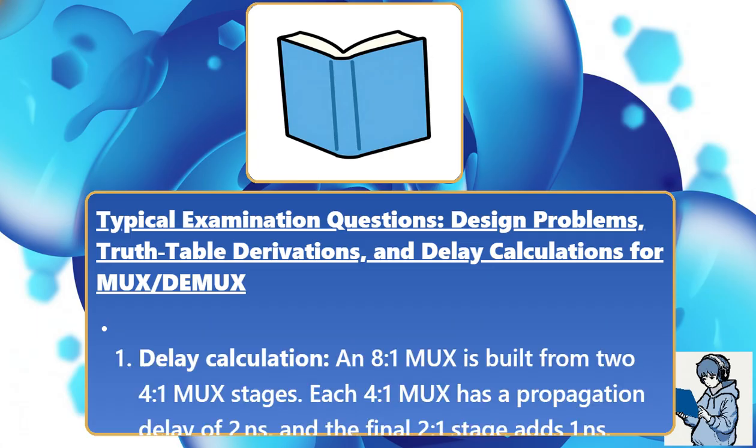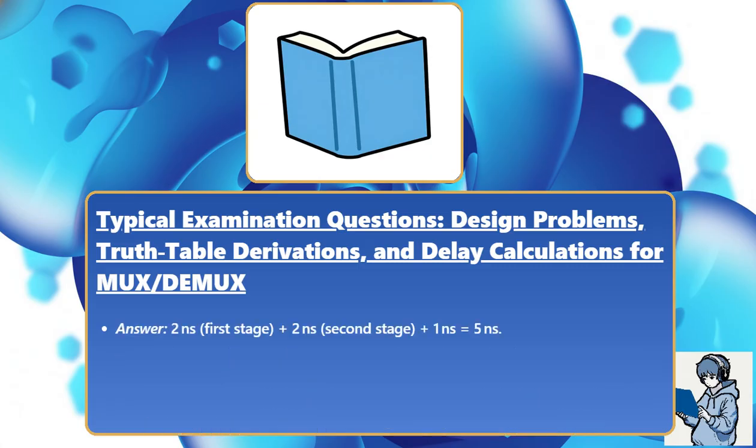3. Delay calculation. An 8 to 1 multiplexer is built from 2 4 to 1 multiplexer stages. Each 4 to 1 multiplexer has a propagation delay of 2 nanoseconds, and the final 2 to 1 stage adds 1 nanosecond. What is the worst-case delay from any data input to the output? Answer: 2 nanoseconds for the first stage plus 2 nanoseconds for the second stage plus 1 nanosecond equals 5 nanoseconds.